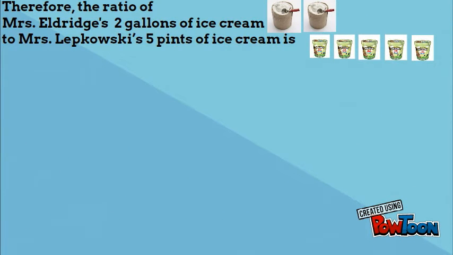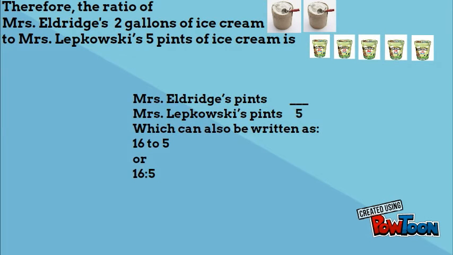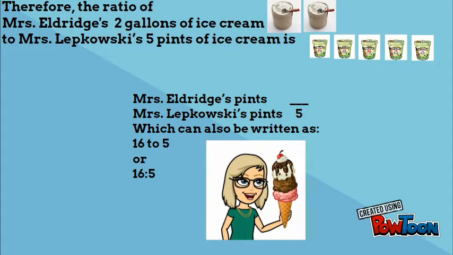Therefore, the ratio of Mrs. Eldridge's 2 gallons of ice cream to Mrs. Lepkowski's 5 pints of ice cream is Mrs. Eldridge's pints over Mrs. Lepkowski's pints, which were originally 5, which can also be written as 16 to 5 or 16:5. Dang, Miss Eldridge likes her some ice cream.